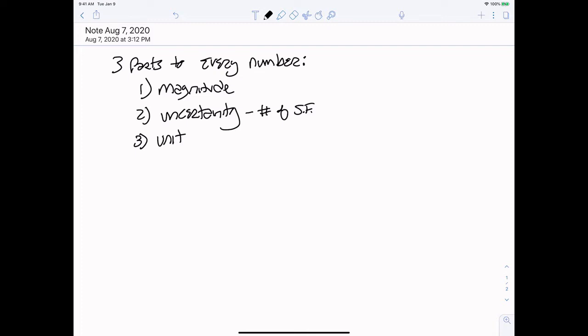What is the actual number itself? What is its amount of uncertainty? So are your significant digits correct? And then what are the units? So three parts to every number. Two main types of numbers.